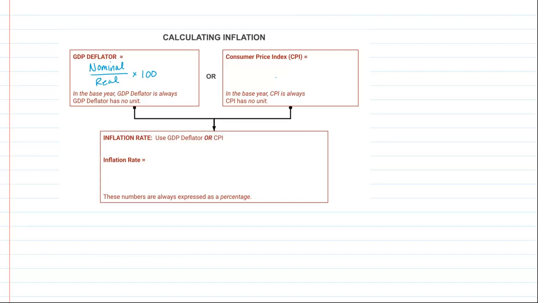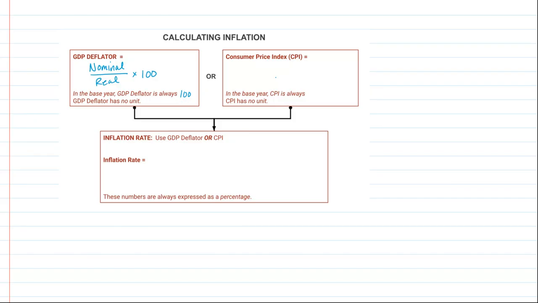And because this GDP deflator is an index, in the base year, the GDP deflator will always be 100, because in the base year we know the nominal GDP and the real GDP will be the same. So dividing a number by itself will give us 1, times 100 gives us that in the base year the GDP deflator is always 100.